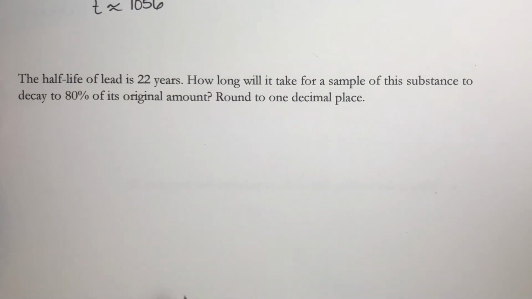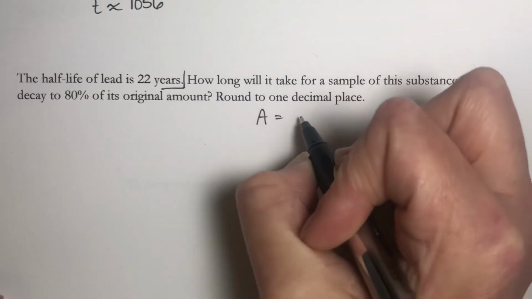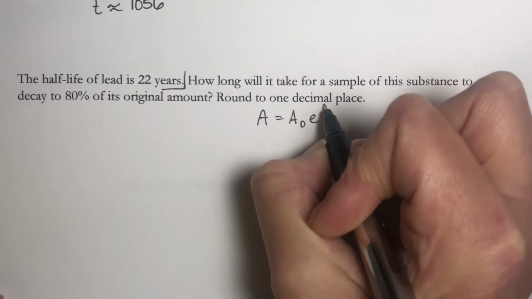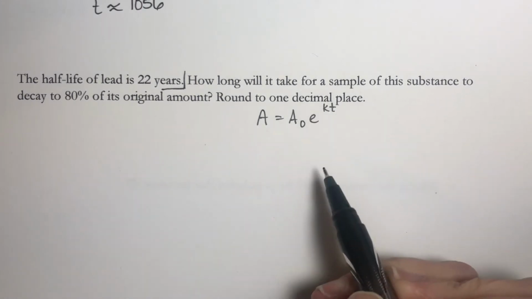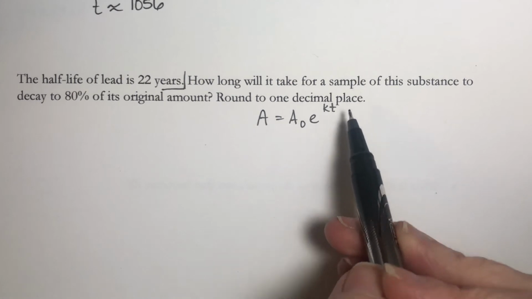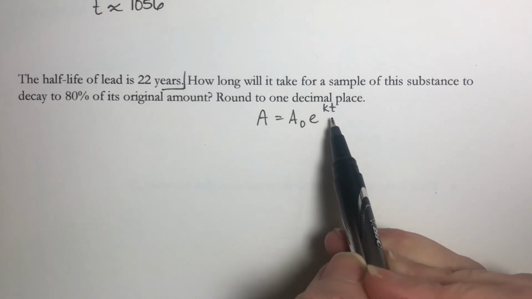So we have to figure this out. And right here, this first sentence is enough for us to find a k value. Now what we have to remember is that our original is A equals A naught e to the kt. If our k value is negative, then it's exponential decay, which is what I expect here. And if our k value is positive, it's exponential growth. The first thing we have to do is to find k.